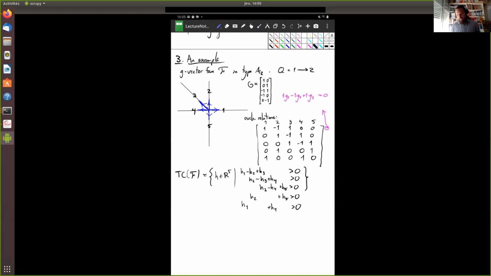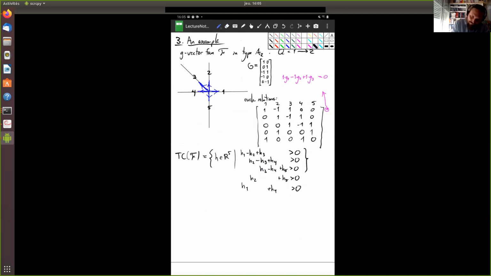But then if you think about it, some of these inequalities are redundant. So if I give names to these inequalities, H1, H2, H3, H4, and H5, actually these two are non-negative linear combinations of the three above. So these are redundant. You don't need them. So these two inequalities are redundant. So you actually only need 3 inequalities to define the type cone. So the type cone has 3 facets. And you can kind of draw it.